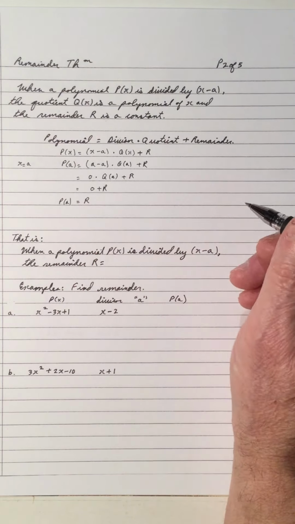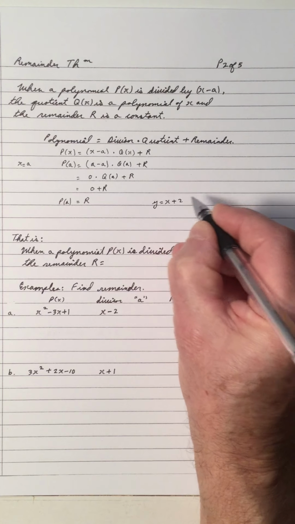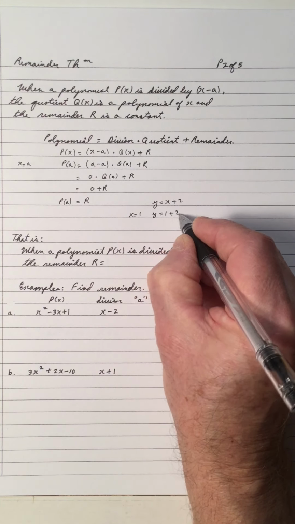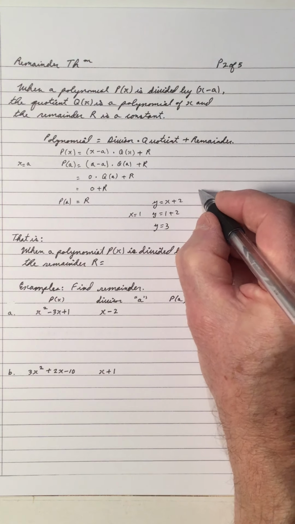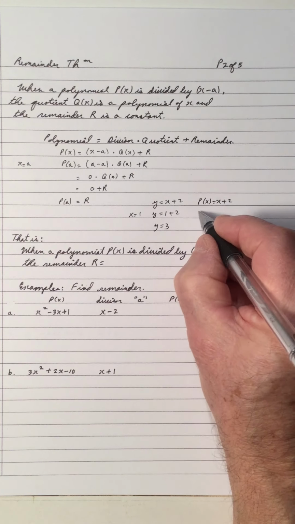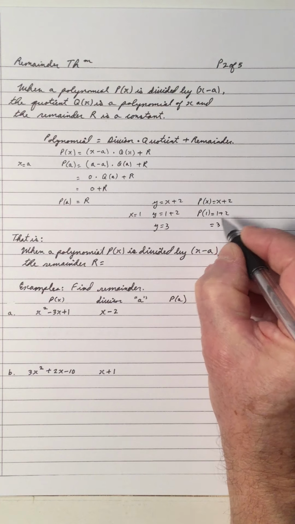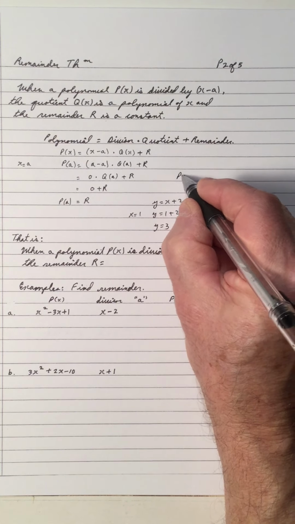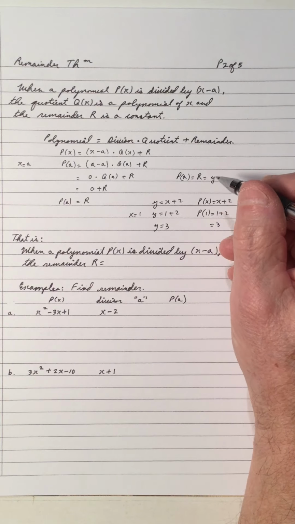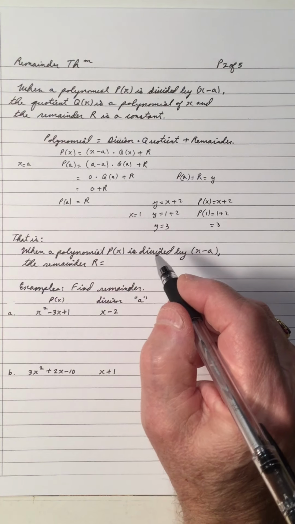And that reminds me of, if you had y equals x plus 2, and you said x was equal to 1, y would equal 1 plus 2, so y would be equal to 3. So if you said p of x equals x plus 2, then p of 1 is 1 plus 2, so p of 1 would be 3. So really, p of a is the remainder, but it's also the y value when you're looking at a polynomial in terms of a graph. So the remainder is the y value when you sub the x value into the polynomial.